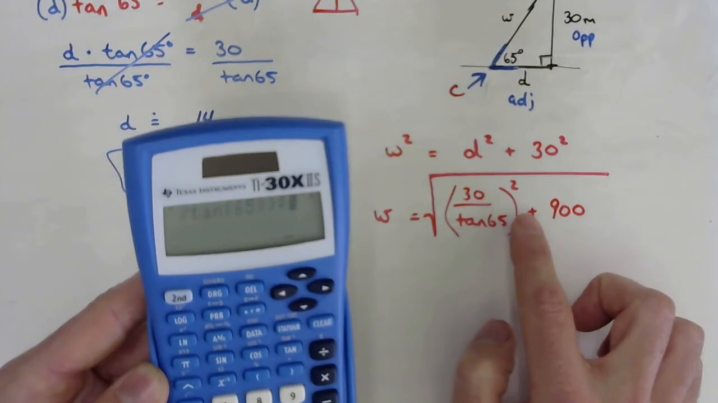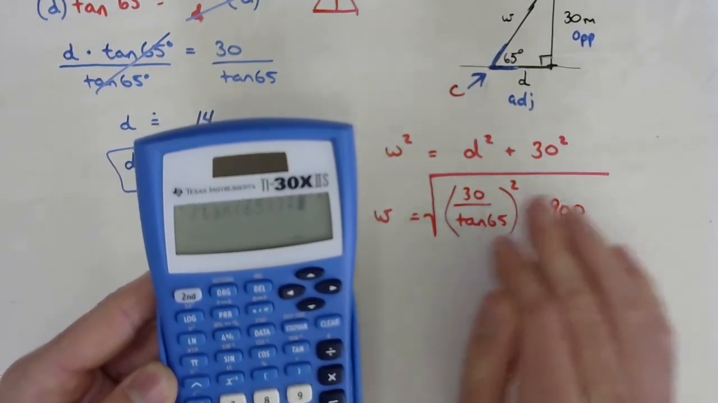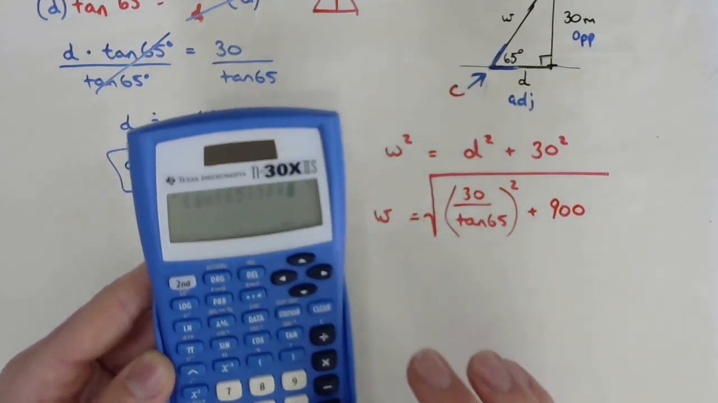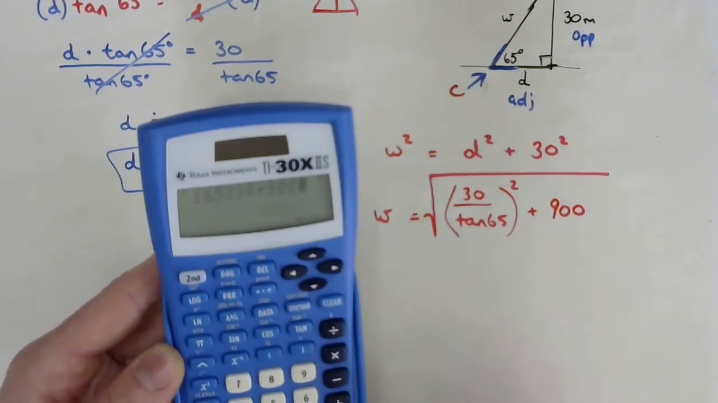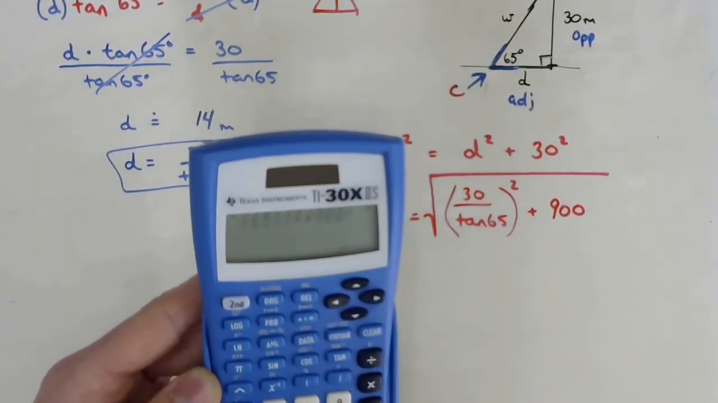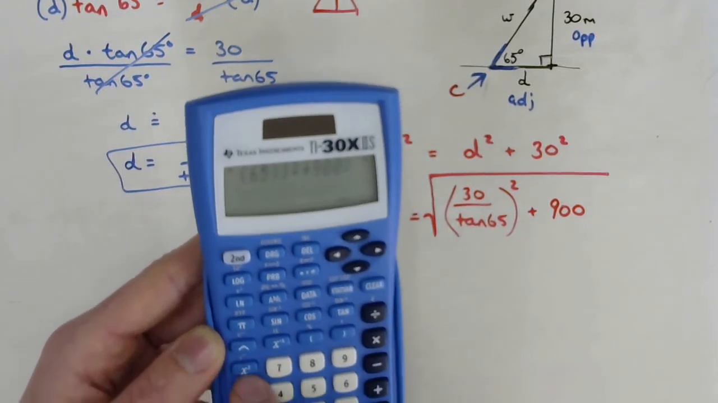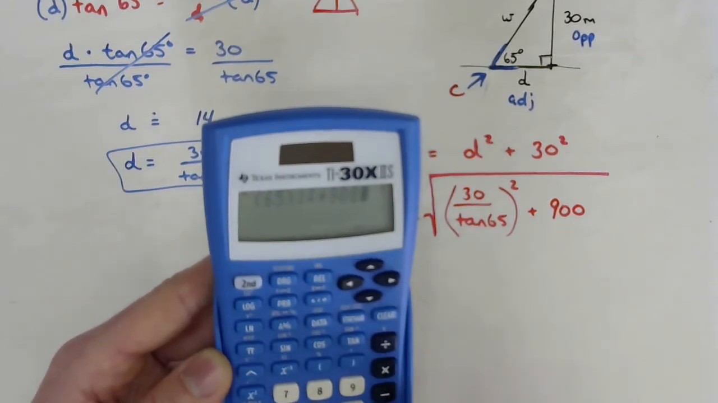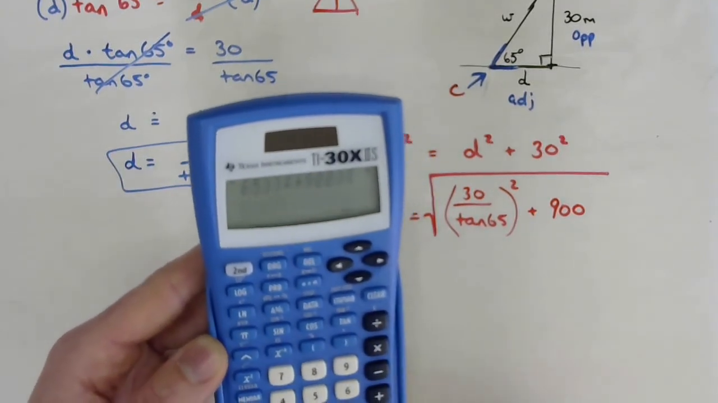I'm all still in my calculator. I'm inside the square root bracket. That's good, because I now need to add 900. How did you raise it to the power of 2? The x squared button right here. The x squared button will raise things to the power of 2. Right. And now I need to close off that final bracket.